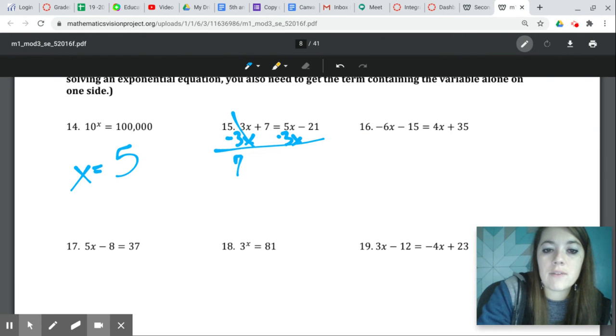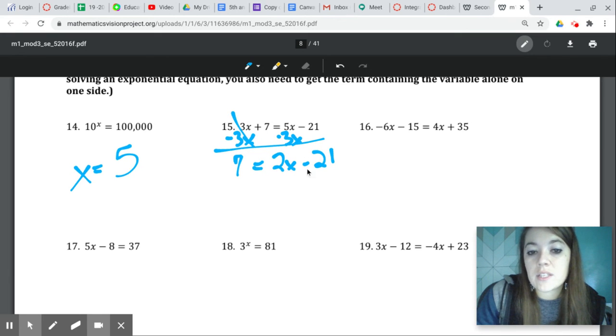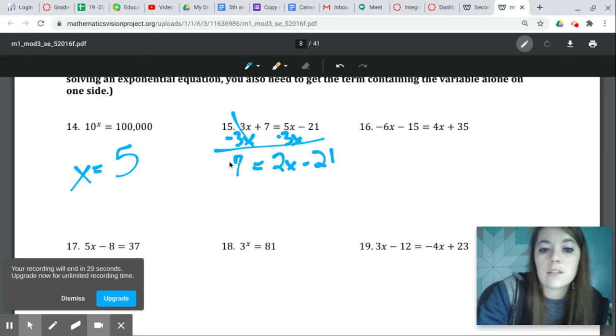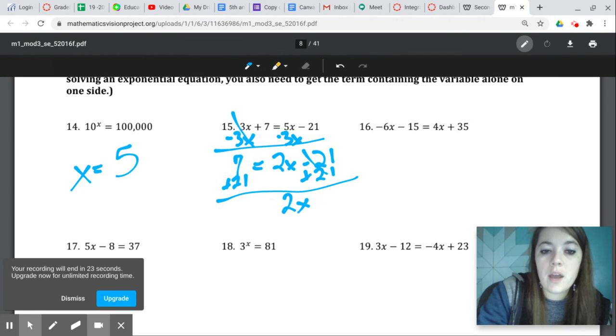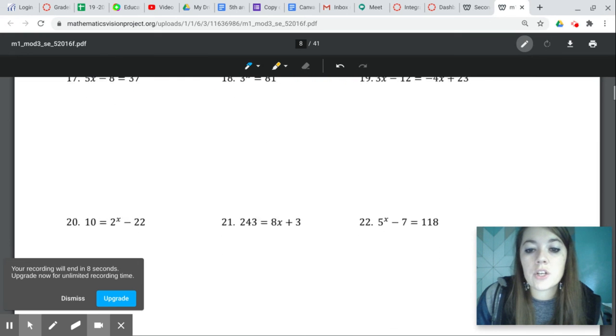So now we have 7 equals 2x minus 21. Now, we need to move this negative 21 over to this side. So we're going to add 21. So we add 21. We get 2x equals 7 plus 21 is 28. Now, last step, we divide. That's the opposite of multiplying. So 28 divided by 2 is 14. So x equals 14. That's what you guys are doing for these.